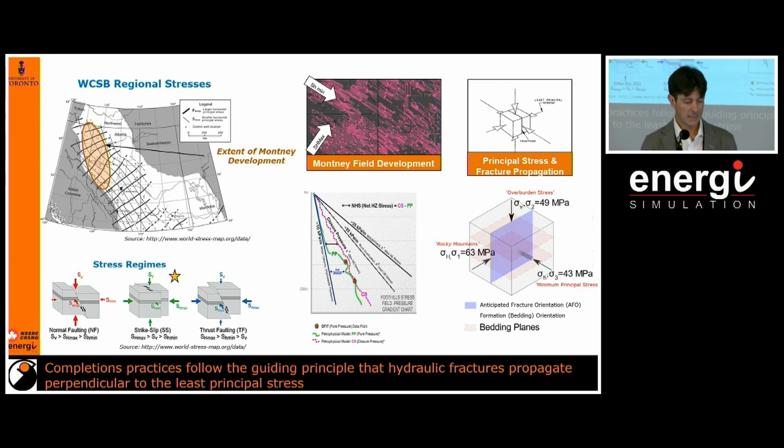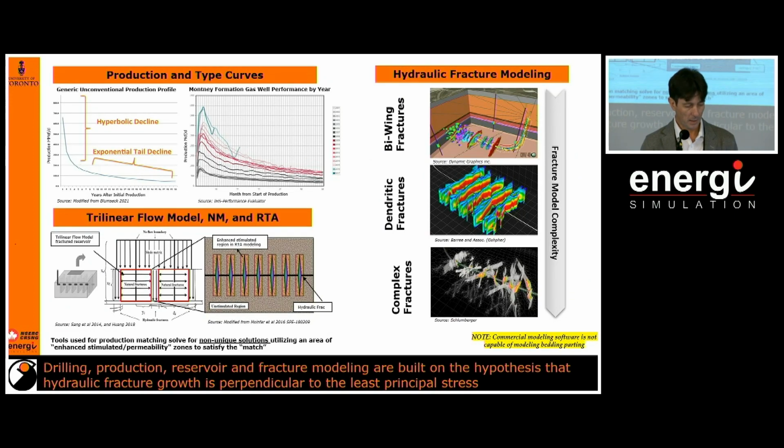What we can notice when we look at the development of the Montney is that completion practices are guided by the principal stress orientation measured in that area. When we look at drilling and production, and we design our wells, and think about how the fracture will develop, we assume that the fracture will develop along a path dictated by the principal stresses.